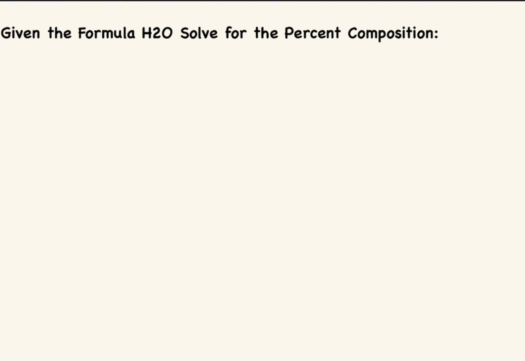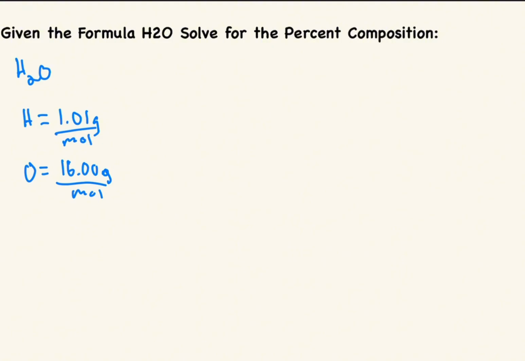So say we're given the formula of H2O, and we need to solve for the percent composition. We know that H2O is made up of 2 hydrogens and 1 oxygen. So we'll write hydrogen here, and we'll write oxygen here. And we need to know the molar mass of each in order to find the percent composition. So we'll say, okay, we have a 1.01 molar mass for hydrogen and a 16.00 molar mass for oxygen. So it would just be grams over mole, and then grams over mole.